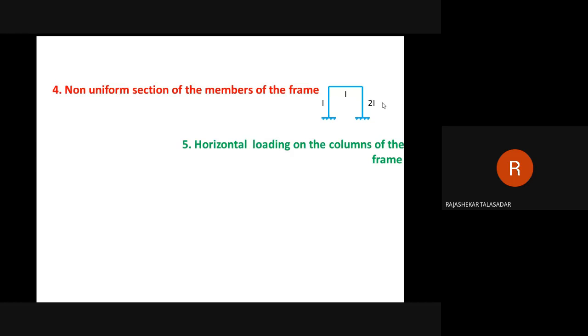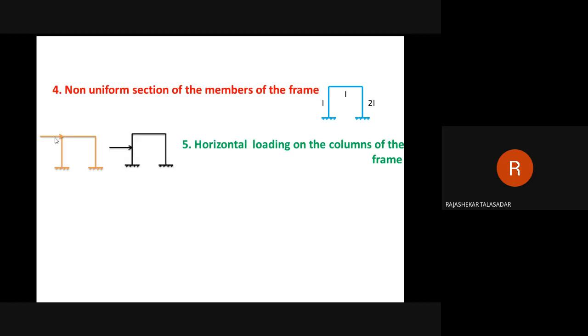Next, horizontal loading on the columns of the frame. Because of the horizontal loading, even though the end conditions are the same and the vertical loading may be symmetric, only one horizontal load is there. Then also the frame gets swayed, or lateral movement of the frame takes place. It may be a load at the joint or it may be on the member.